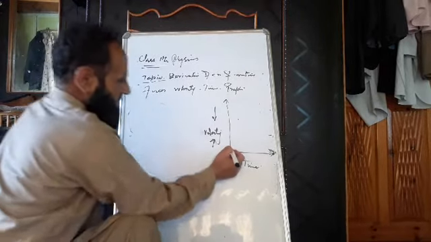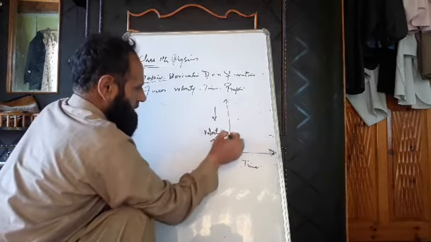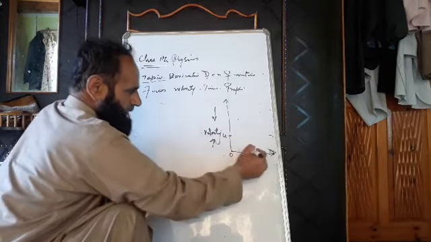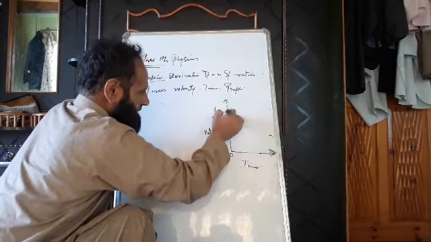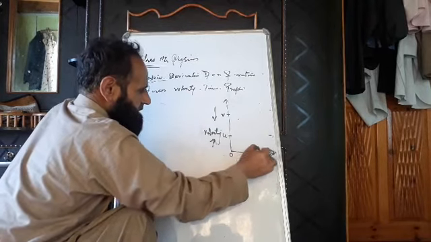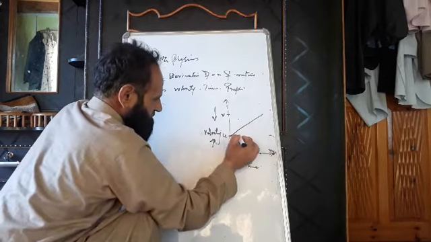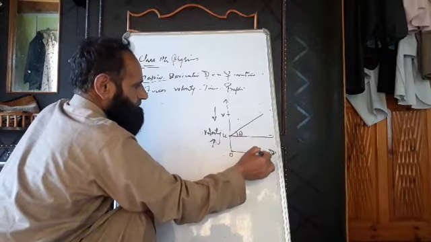Let a body at time 0 have an initial velocity u, and at time t, it has a final velocity v. Let the slope of the graph be like this. It makes an angle theta with this time axis.